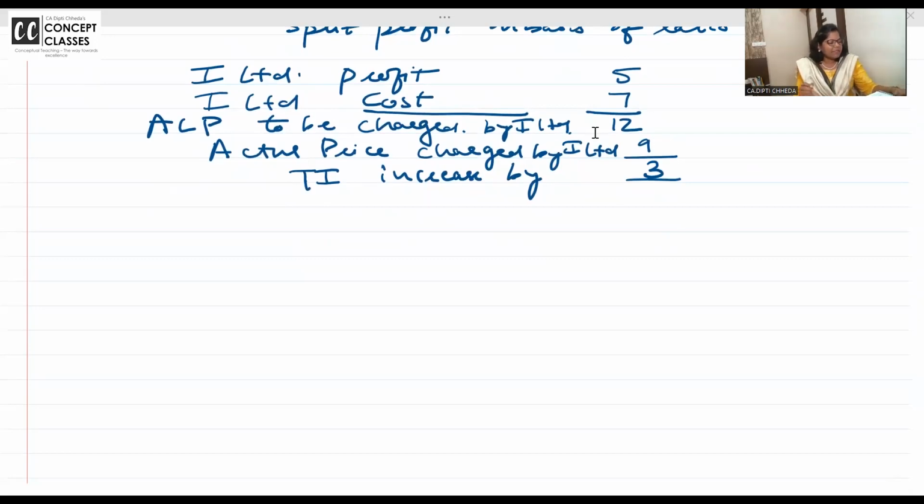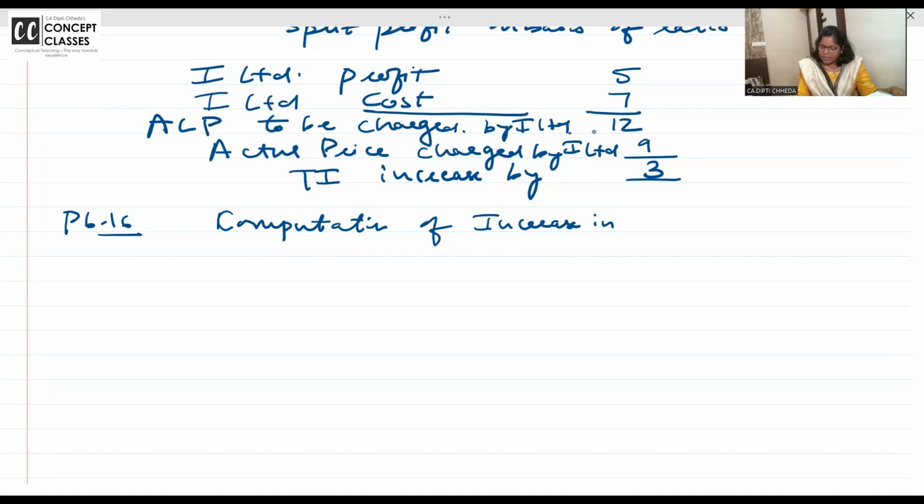Very easy this is. I am literally telling you. एग्जाम में आए तो छोड़ना नहीं. आपने प्रॉब्लम नंबर 16 पढ़ा ना मेरे साथ. प्रॉब्लम नंबर 16. So we have to calculate what? Computation of increase in total income. किसका बनाना है हमको? टोटल इनकम. इंडिया की कंपनी कौन सी है? BIL, बायोइन्फॉर्मेटिक्स लिमिटेड.